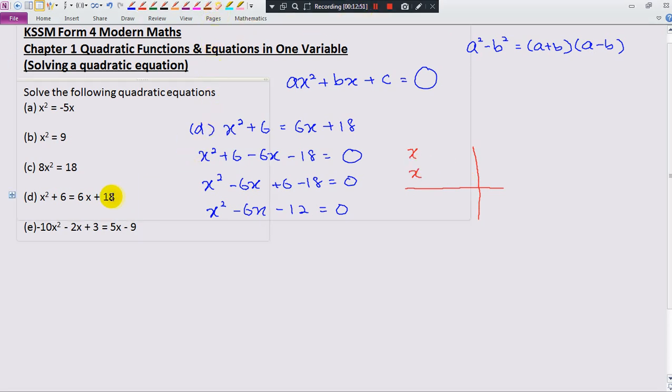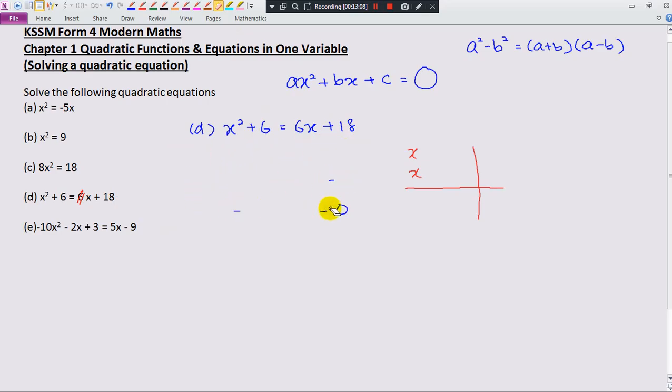Oh, I'm sorry. I think this one I typed wrongly. It should be x only. So I have to redo this again. Okay, let me redo this. So this is x only. Hold on, let me check whether I typed correctly or not. Okay, correct. Let's do it again.